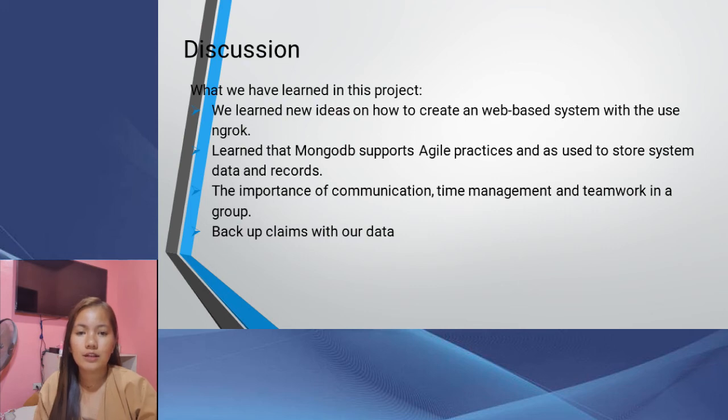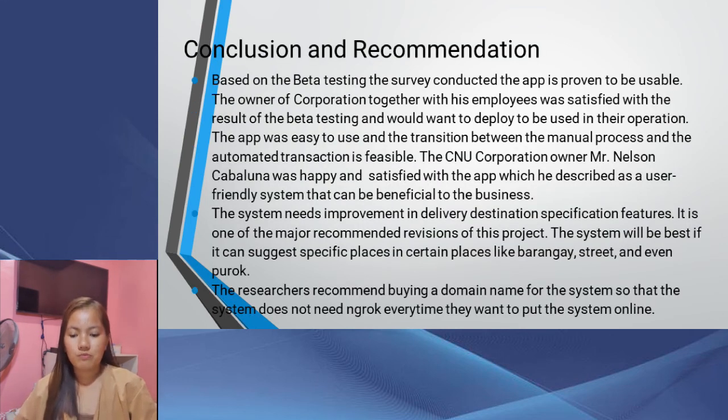claims with our data. The system needs improvement in delivery destination specification features. It is one of the major recommended revisions of this project. The system will be best if it can suggest specific places like barangay, street, and even purok. The researchers recommend buying a domain name for the system so that the system does not need Ngrok every time they want to put the system online.